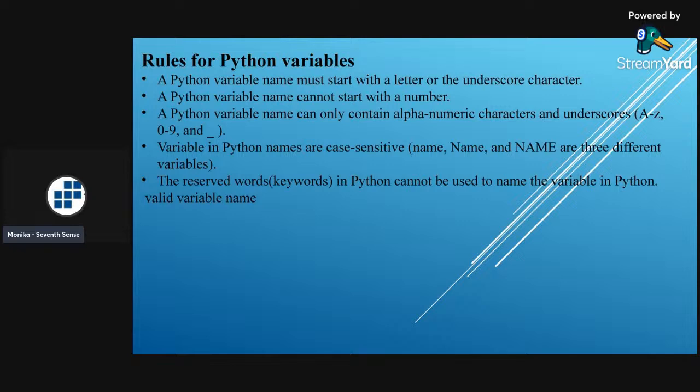Coming to the second rule, a Python variable name can only contain alphanumeric characters and underscores. It should not contain any special characters. What are alphanumeric characters here? Alphanumeric characters are nothing but numbers and alphabets. It should contain only numbers, alphabets and underscore, but it should not contain any special characters. Coming to the next rule, variables in Python are case sensitive.